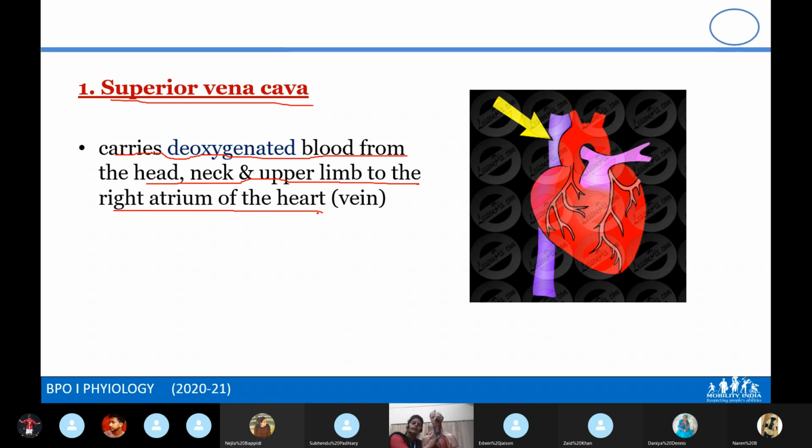Superior vena cava brings blood from the head, from the neck, from the upper limb. From head, neck and upper limb, the blood goes to the right side of the heart, and via superior vena cava it goes to the right atrium. Okay, you imagine in your own body, it will be easy. And superior vena cava is a vein. Okay, this is not an artery.